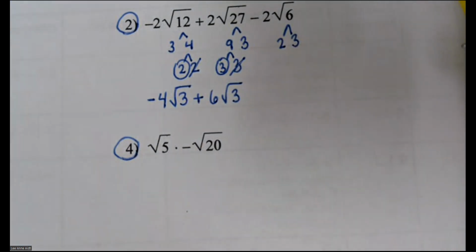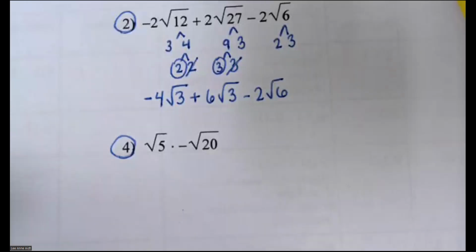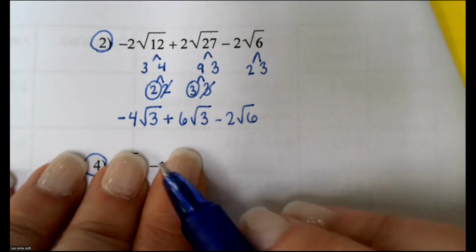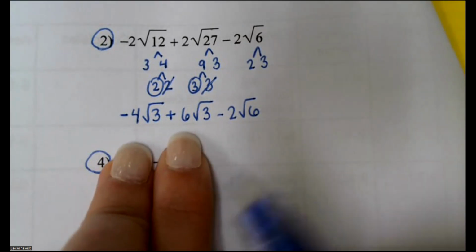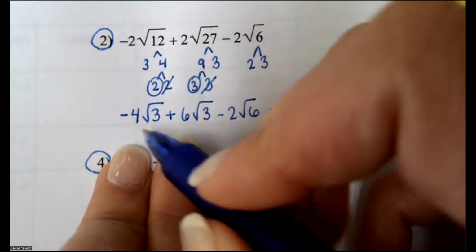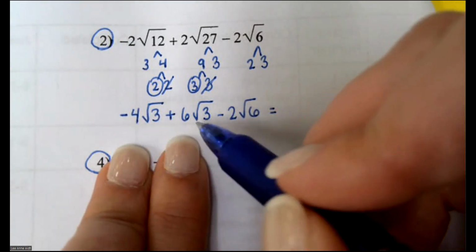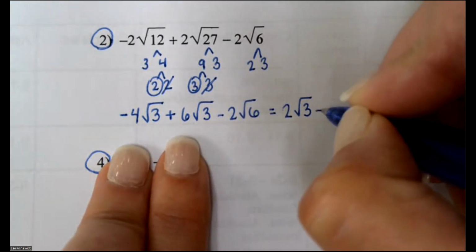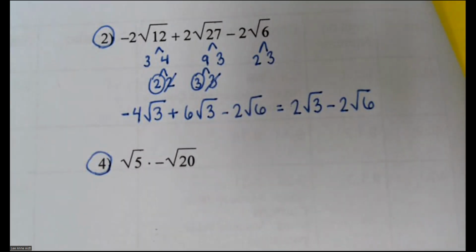And that means that you can't do anything to it because there's no twins or pairs in there. So it's just -2 root 6. Okay, now you have to think about which two of these are like terms. The first two, right? So you can combine those. So it's like -4x plus 6x. What's -4 plus 6? 2. So 2 root 3 minus 2 root 6. And you just leave it like that. That's as far as you can go.